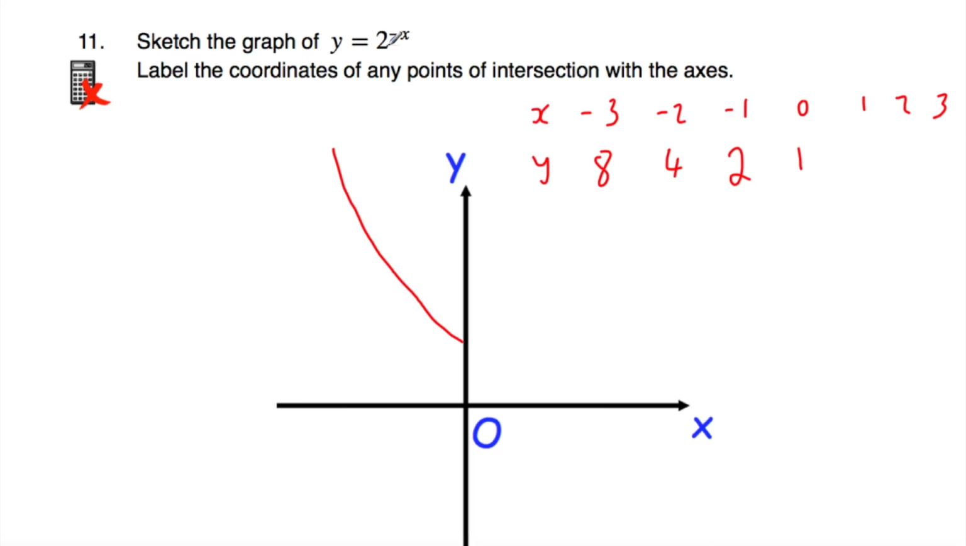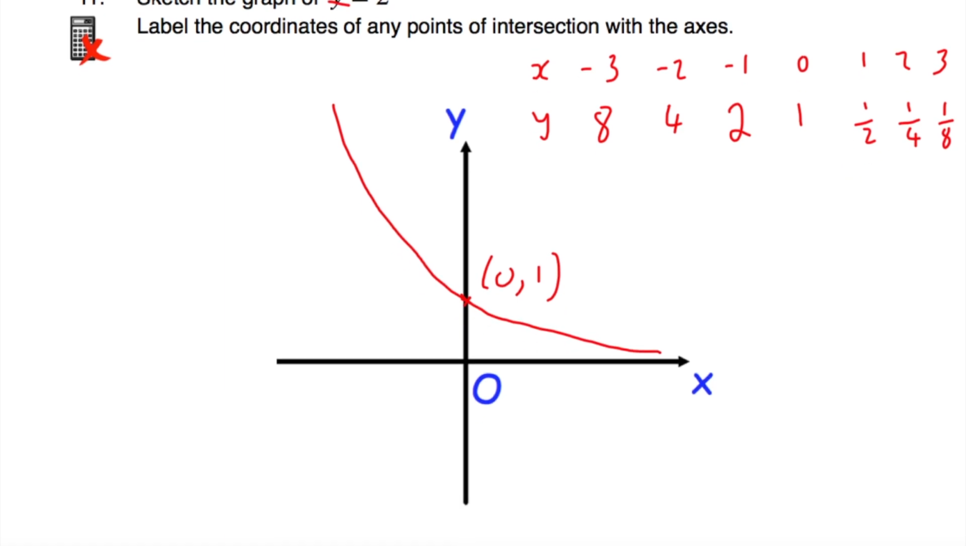So rather than the exponential graph going up this way, it's going to be coming down this way. If we had 2 to the power of -1, that's going to be a half, and then a quarter, and then an eighth in terms of the other ones. So it would come down like so. And remember, it never reaches the x-axis. And that's it. Oh, and in terms of labeling the point of intersection with the axes, that'll be the point here, 0, 1. And that's it.